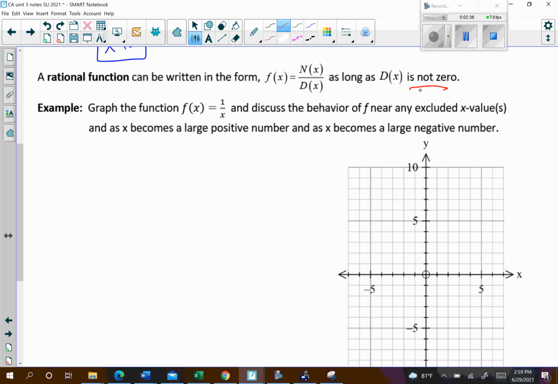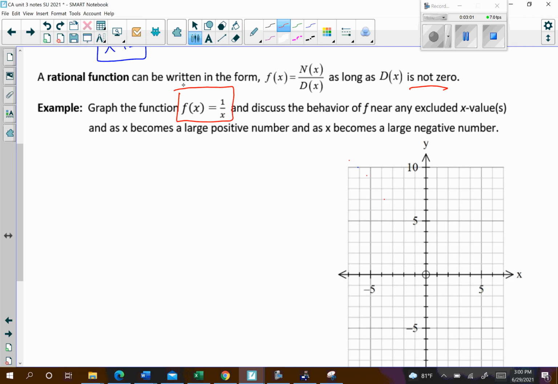Right here it says, graph the function f of x equals 1 divided by x, and discuss the behavior of f near its excluded value, or values. In this case, we only have one excluded value, but you can have more than one. And as x becomes a large positive number, and as x becomes a large negative number.